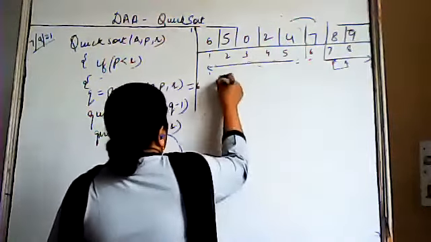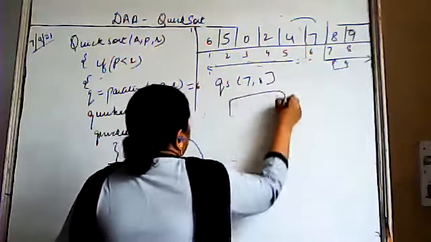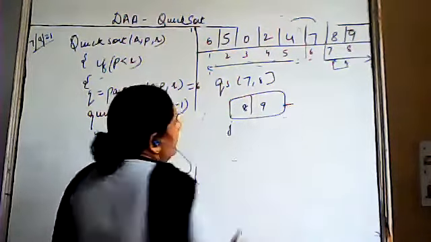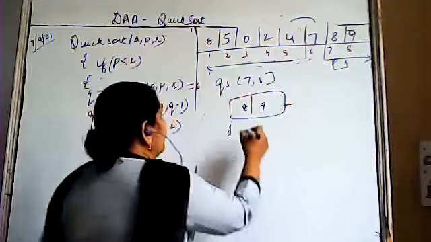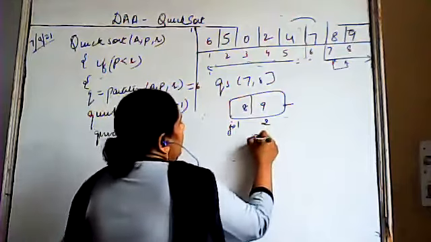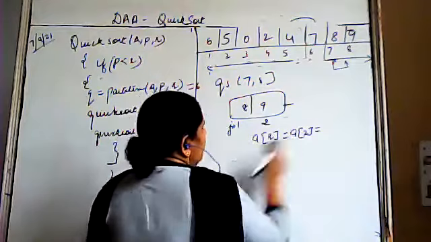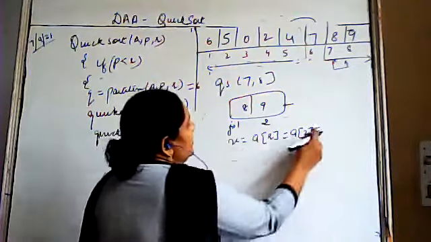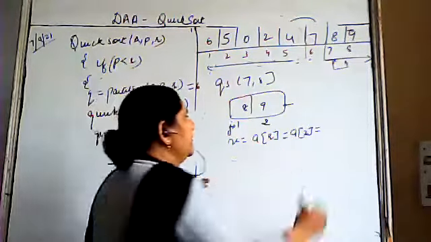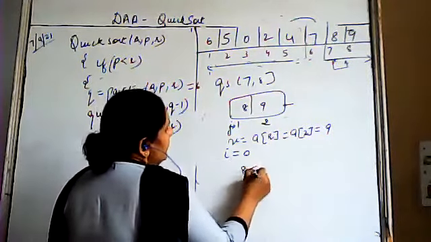Last case was left quick sort 7 comma 8, index from this list. So that is 8 and 9. J will move between 1 and 2, and A of R, that is A of 2, is equal to X. X is equal to A of R, which is equal to A of 2, that is 9, and I will be 0. Now you will see 8 is less than 9.